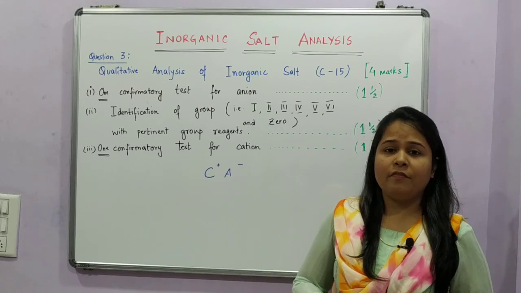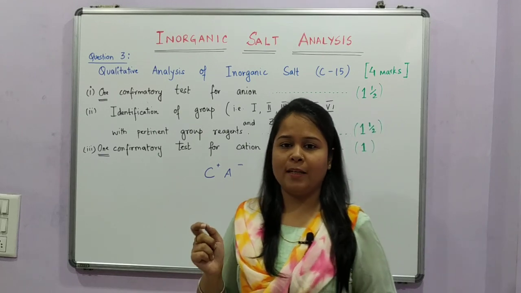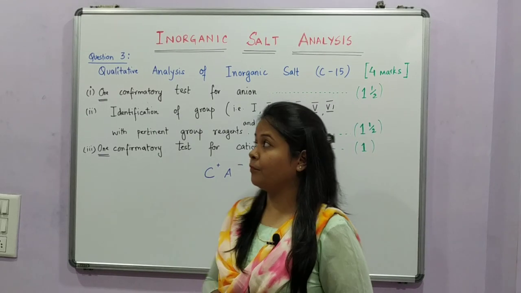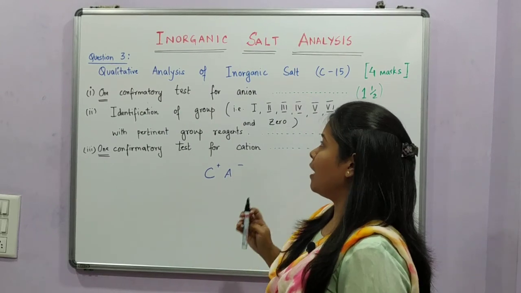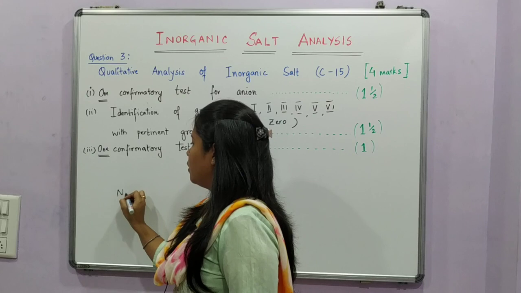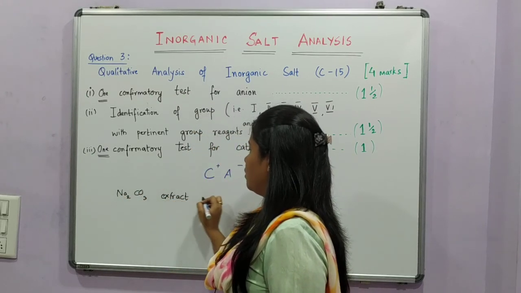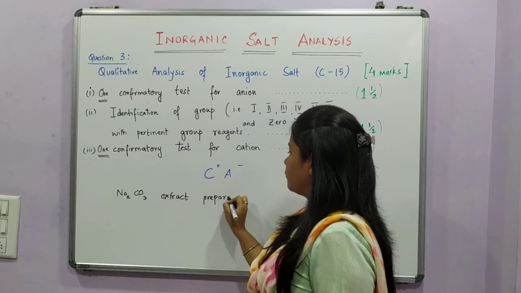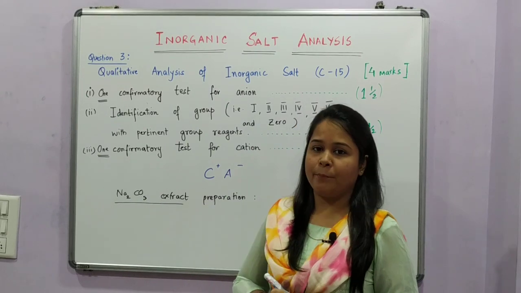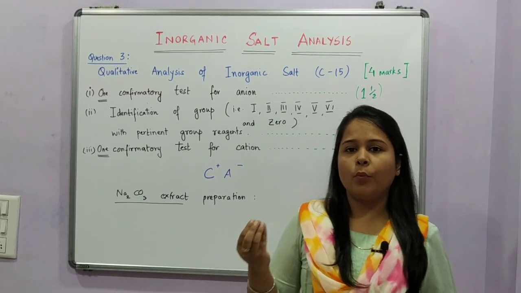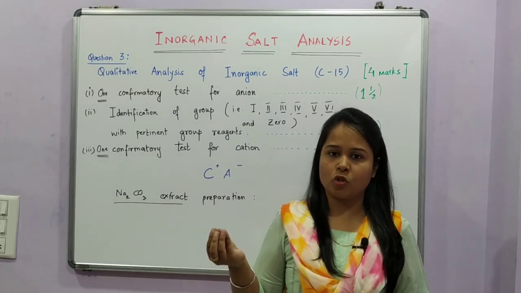Now, when we are actually performing the experiment, there are a few tricks or things that have to be kept in mind. When we go for the anion analysis, we start with sodium carbonate extract preparation. Now, what is this? The sole purpose of this extract preparation is to convert our given salt into a water-soluble sodium salt.